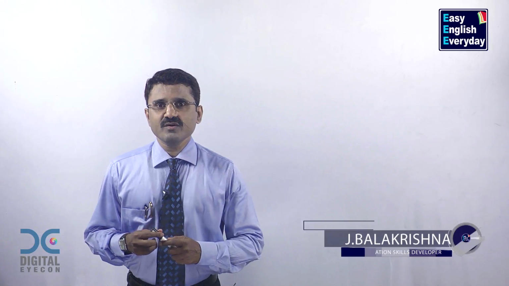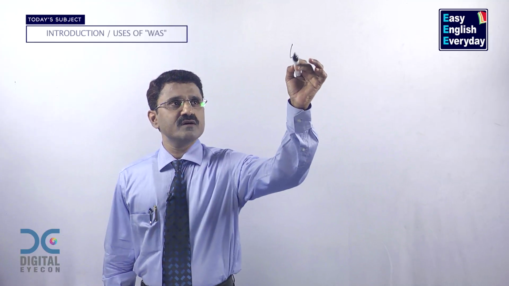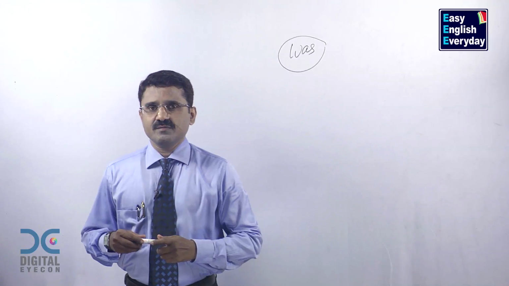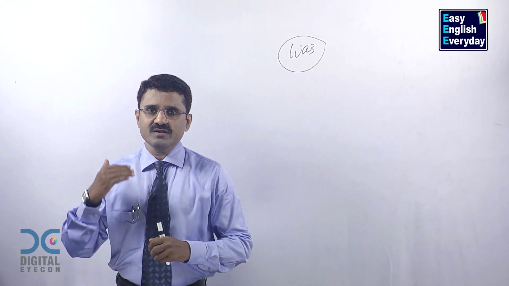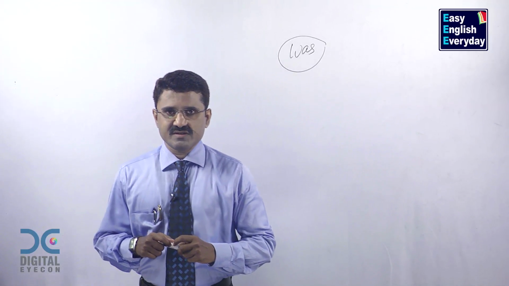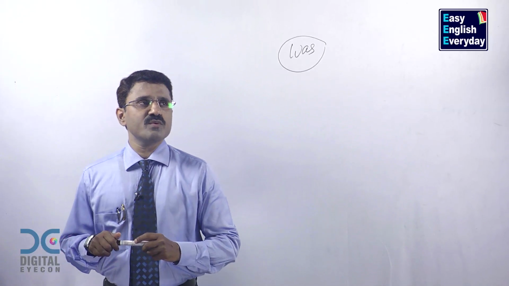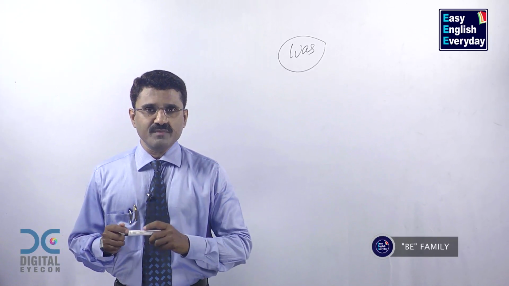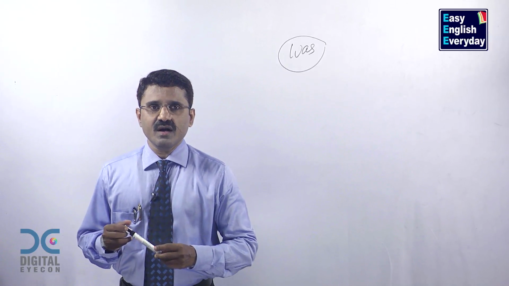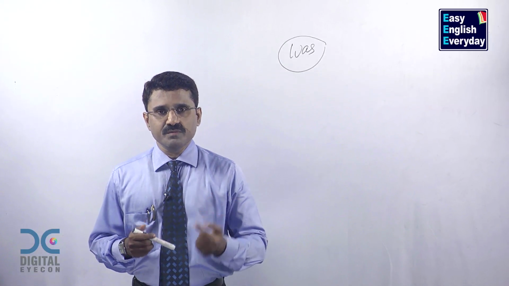In this video, we are going to discuss the uses of the verb was. Beginners, people who are going to learn English, should know the uses of was. This is one of the most important verbs in the English language. It comes from the be family. In the be family, there are 8 members: am, is, are, was, were, be, been, and being.